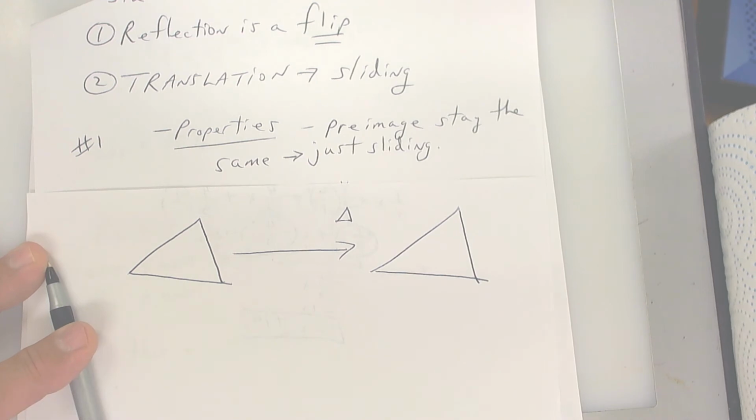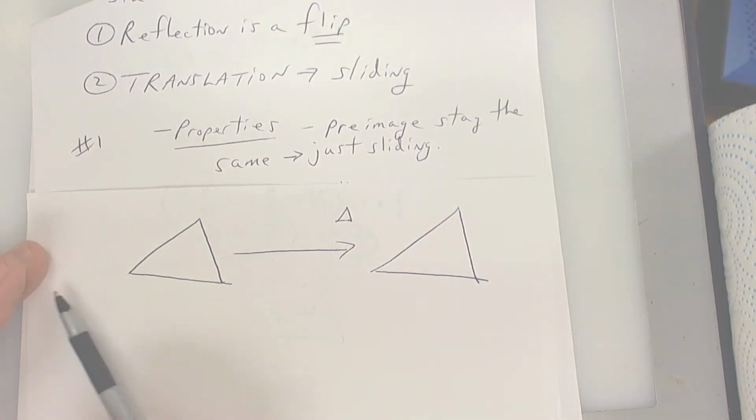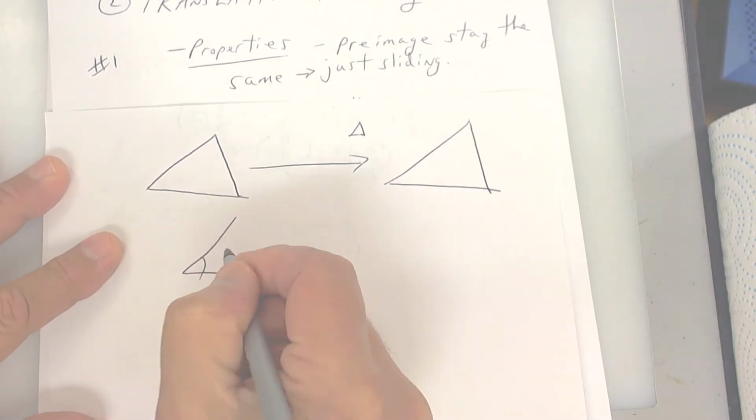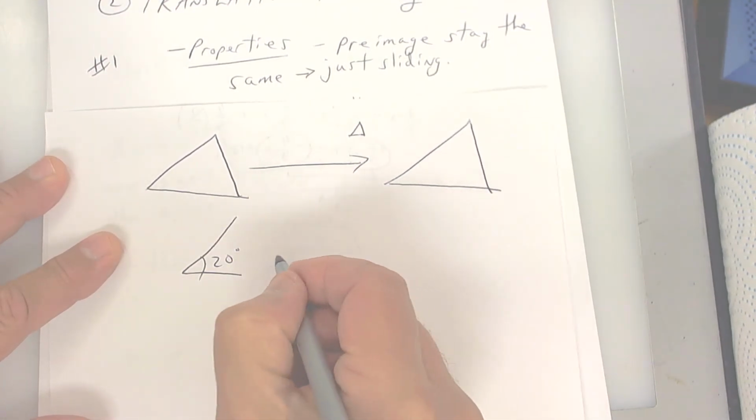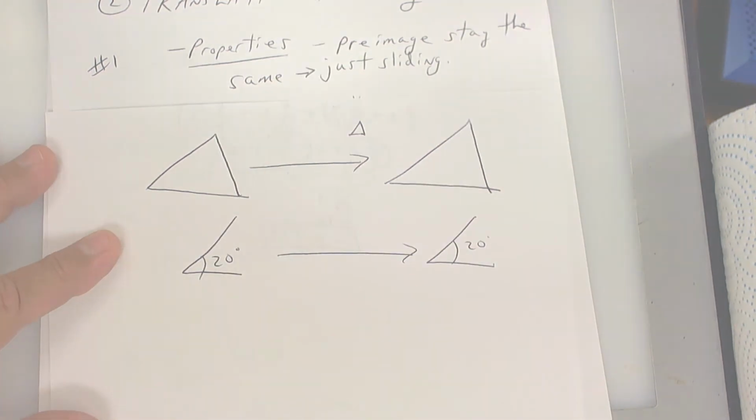So a translation is the same way. The property is it stays the same. Okay? So if it's an angle of 20 degrees, let's say, and I slide it, it's still going to be an angle of 20 degrees. So that's the property, and that's number 1.